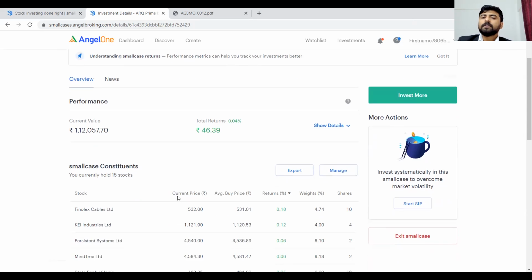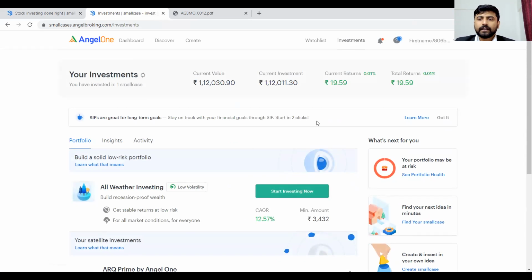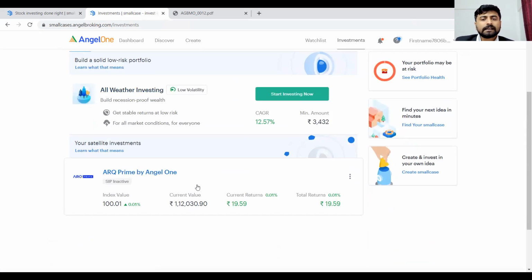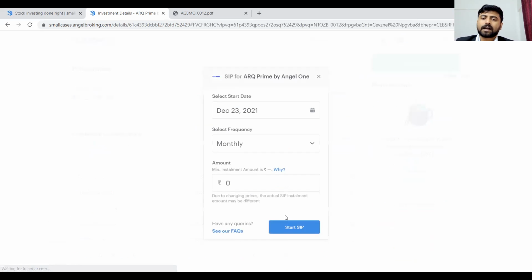Now, what in case you wish to set up an SIP? What if you decide that in the long run, you want to consistently keep investing in this particular smallcase? If you wish to do that, again, it's the same journey. You'll have to come down to investments, select the smallcase in which you want to start your SIP, and then click on start SIP.